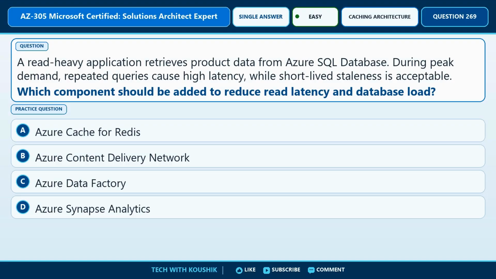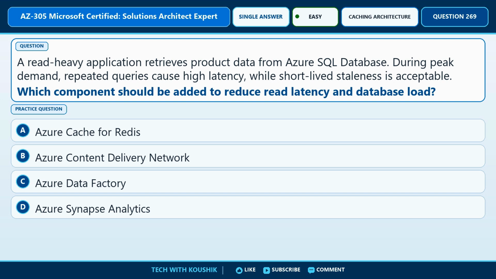Let us examine question number 269. Begin by examining the scenario. A read-heavy application retrieves product data from Azure SQL database. During peak demand, repeated queries cause high latency, while short-lived staleness is acceptable. Which component should be added to reduce read latency and database load?